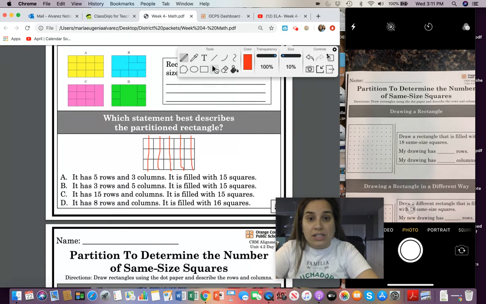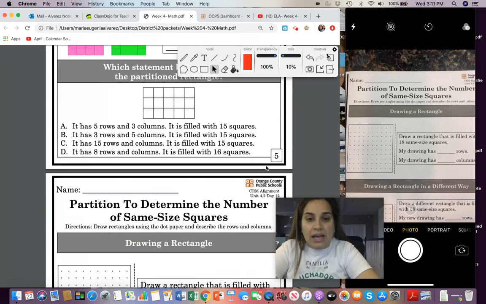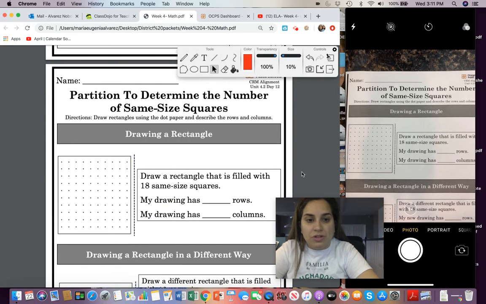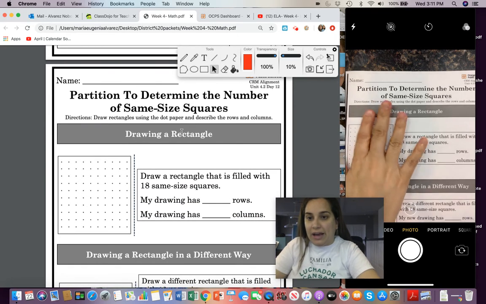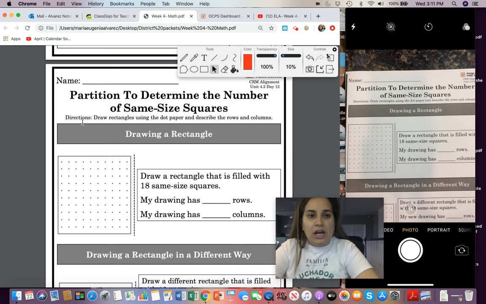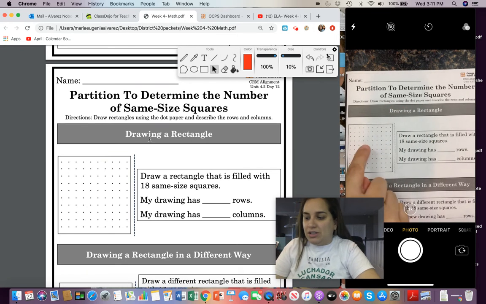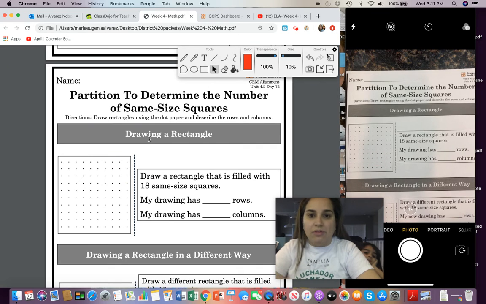So you decide which one of these is the answer that best describes this rectangle and how it was divided into squares. All right? And I know we said we were going to only go through Thursday, but now that we're here on Friday, and I have Friday right here, I want you to draw a rectangle using this dot paper right here and describe the rows and the columns. So it says, draw a rectangle that is filled with 18 same size squares.